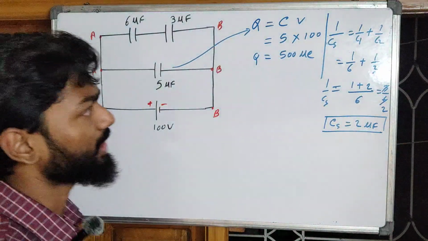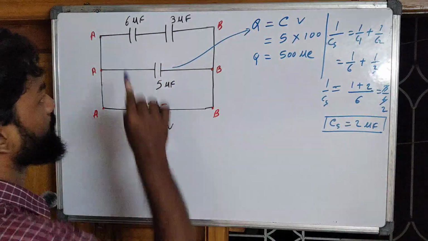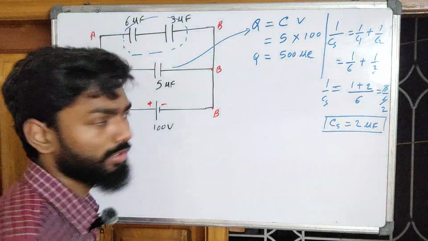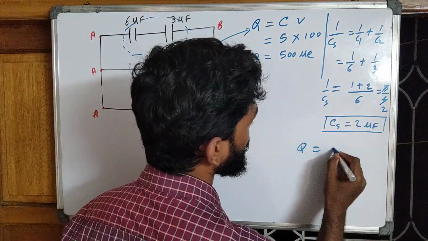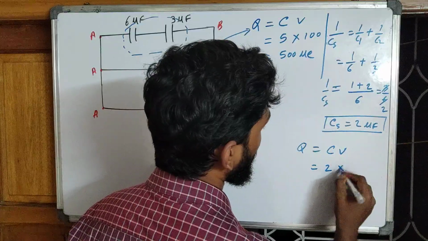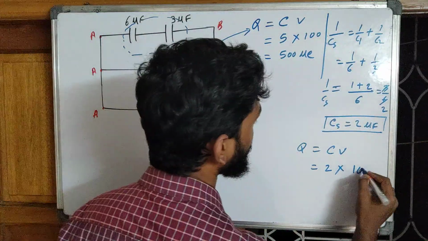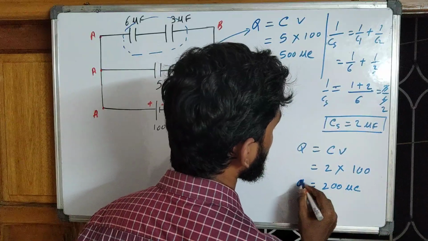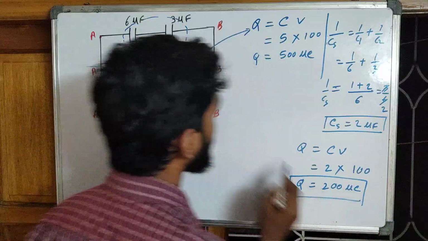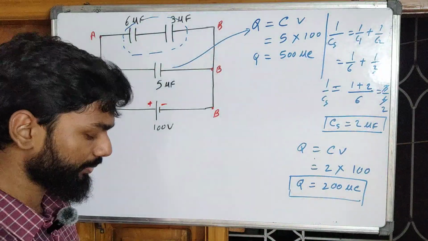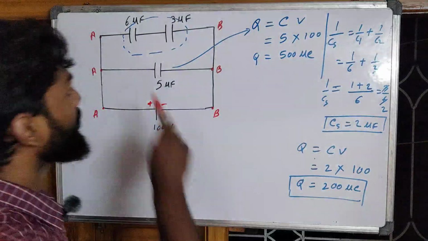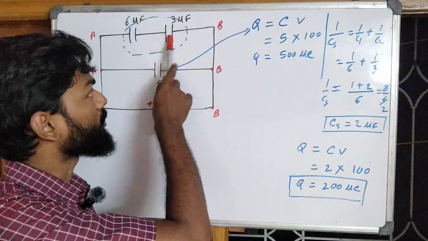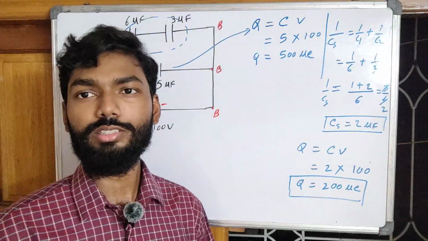So what's the charge now? Q equals CV, across this whole branch. The equivalent of this whole branch is 2 microfarad, so Q equals C times V, 2 times 100, which is 200 microcoulomb. So the charge is 200 microcoulomb across this branch. This means this 200 microcoulomb will be on this capacitor and this capacitor as well, since they are in series combination, and in series combination the charge remains the same.